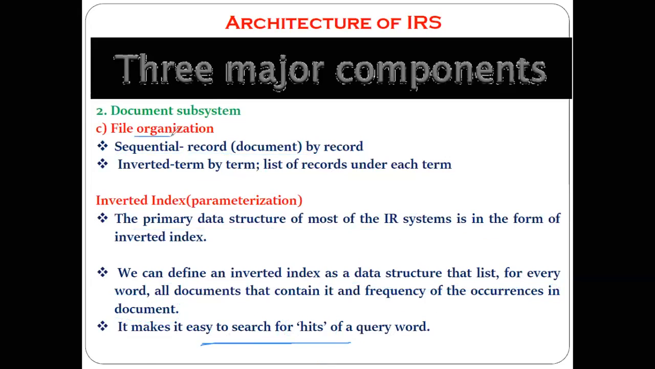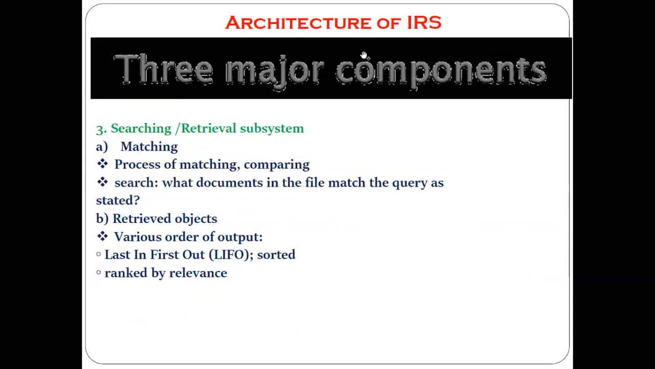So that is the last part in the document subsystem, which is nothing but the file organization, or the indexing arrangement of the documents in a certain order, and for that inverted indexing is utilized. And the last part is nothing but what? That is the retrieving, searching and retrieving, which is nothing but the process of matching and comparing, and lastly showing the result in a certain order. Rank by relevance or last in first out, in a certain order you will get the results in front of you, whatever you are searching.